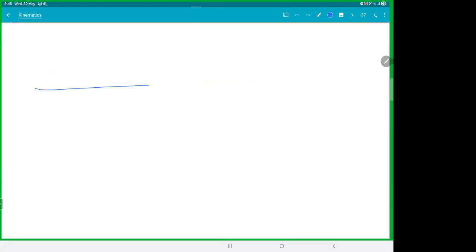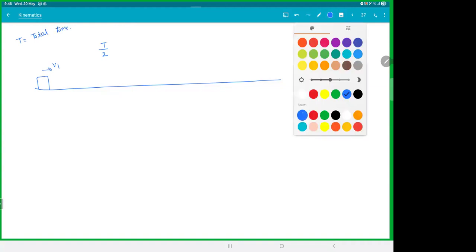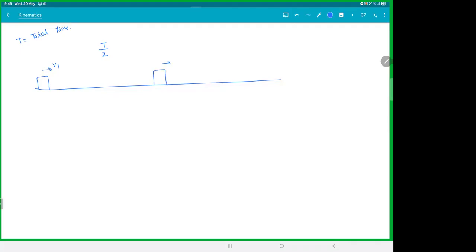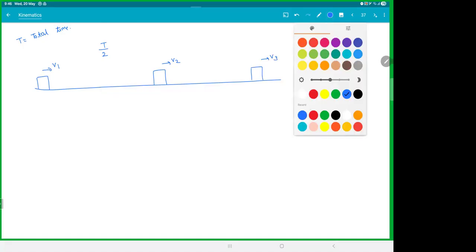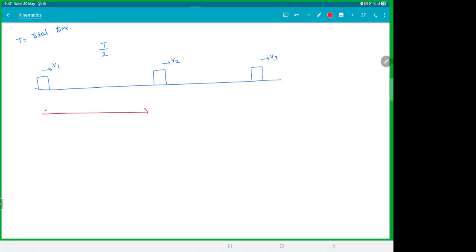Now we don't know the total time. So let the total time be t. So you are traveling with v1, right? And let the time be t by 2. T is total time. Then you started going with v2 and then with v3. So from here to here, your distance will be v1 t by 2.